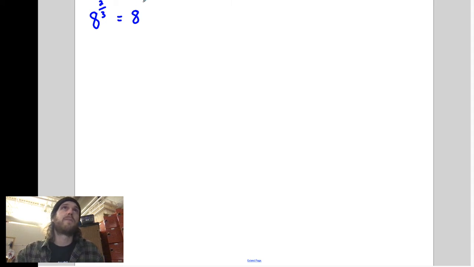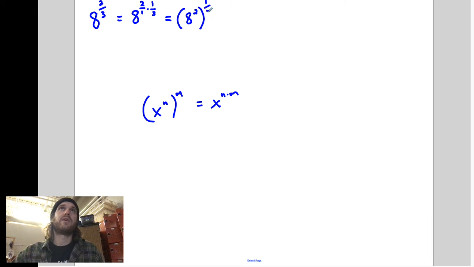So 8 to the 2/3 is the same as 8 to the 2/1 times 1/3, right? Because if you multiply across the top, multiply across the bottom, you'll get 2/3. Okay, cool. All right, so this is actually rule 3. It's the opposite of rule 3. Remember in rule 3 we learned if you have something to a power and you raise that to a power, you can multiply the powers. Oh, so we must be raising 8 to the 2nd to the 1/3 power. Interesting. So I'm going to go in reverse here. I'm going to write this as 8 to the 2nd raised to the 1/3.